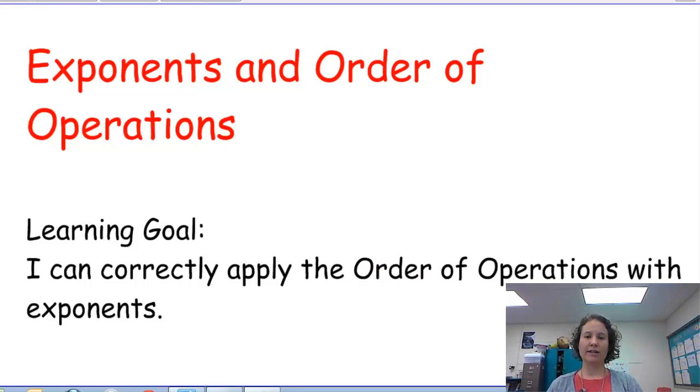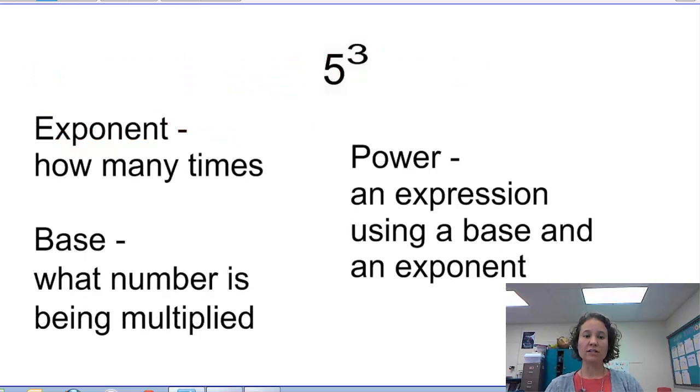Guys, today we're going to be talking about exponents and order of operations, and this goes with the learning goal: I can correctly apply the order of operations with exponents. First we need to just talk about a little bit of vocabulary. So there's 3 vocabulary words we need to keep in mind when we're talking about powers or exponents.